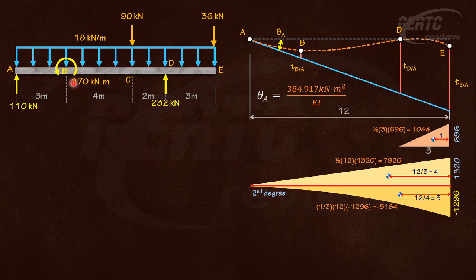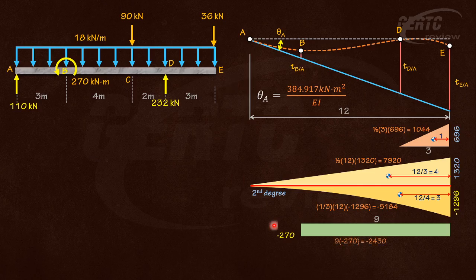Next, the applied couple. That's negative 270, and that is uniform, so that is very simple. That's purely rectangular. The length here is 9 meters: 3, 2, and 4, so that's 9. And the magnitude is negative 270. Again, why negative? Because that moment causes a downward bending at E, concave down. The area here is 9 times negative 270, so that's negative 2,430. The centroid of this from E is 1/2 of 9, so that's 4.5.